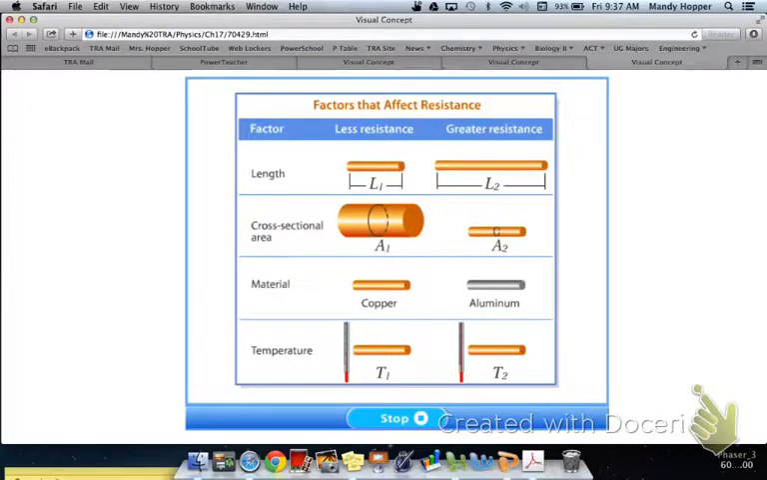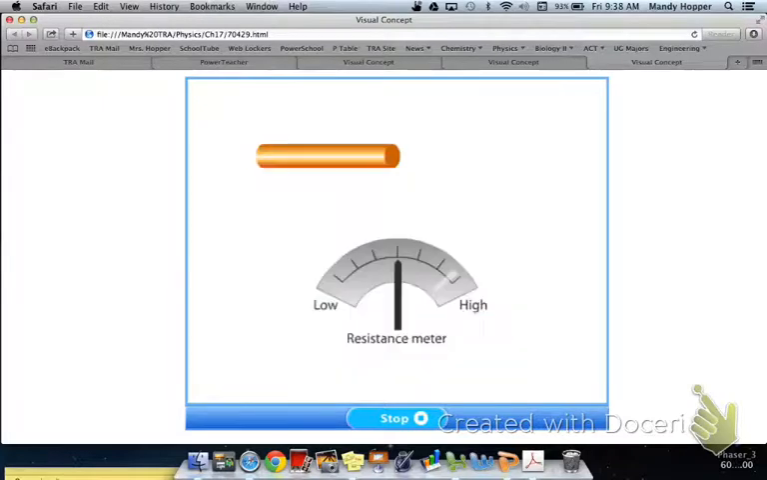The resistance of a wire depends on several factors: its length, its cross-sectional area, the material it is made of, and the temperature of the wire. Long wires have more resistance than short wires. This is because the current must force its way through a longer path.